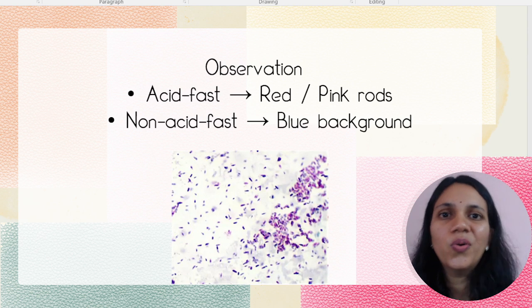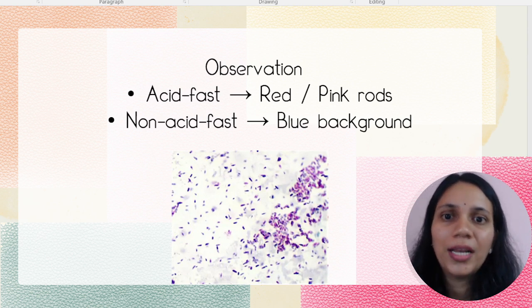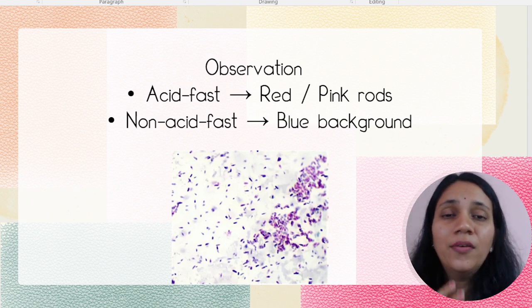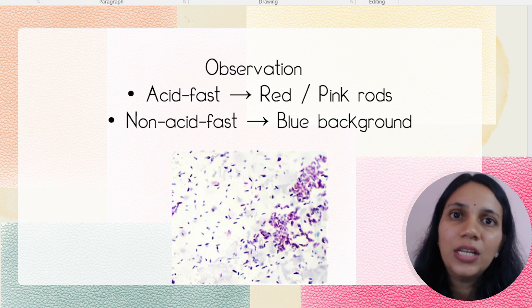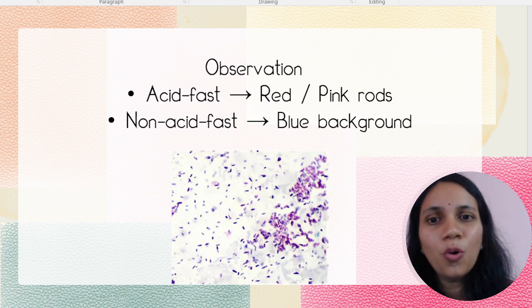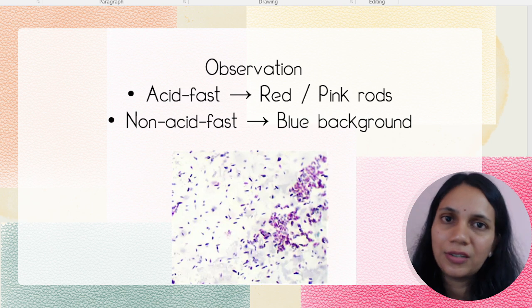So as we have already discussed how the stained bacteria would look under the microscope. Under the microscope at around 100x magnification, acid fast bacteria will appear bright red or pink rods, whereas the non-acid fast bacteria appear blue against the background. So obviously we know the reason and principle why the difference in coloration occurs.